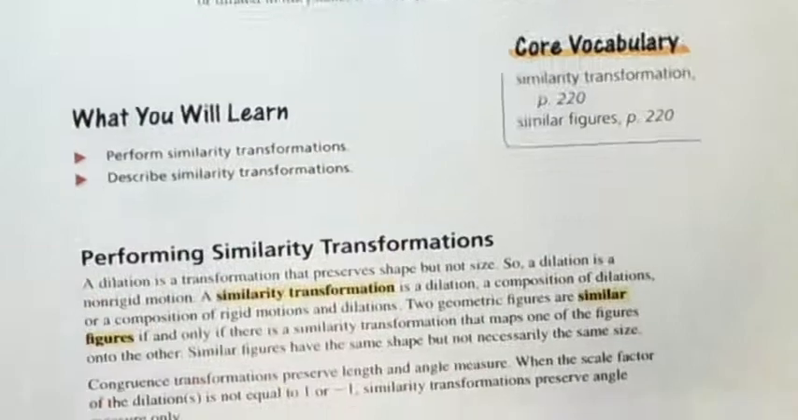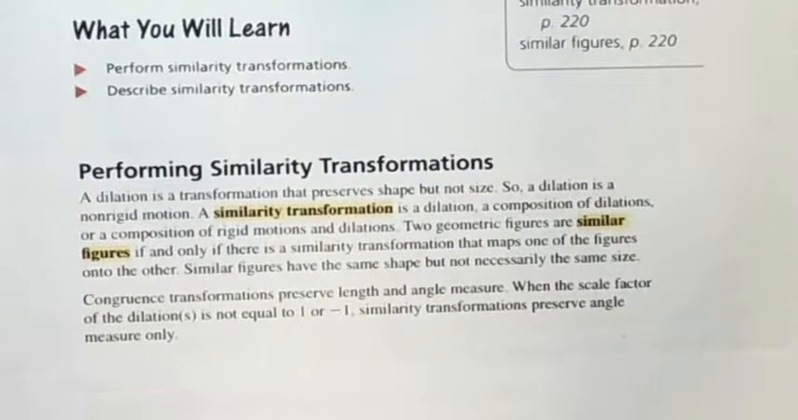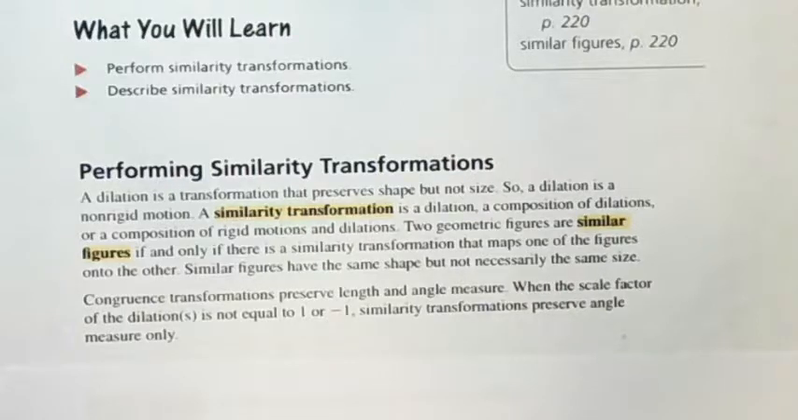So, here's this nice paragraph for you to read. Dilation is a transformation that preserves shape but not size. So we call dilation a non-rigid motion. A similarity transformation is a dilation, a composition of dilations, or a composition of rigid motions and dilations. So basically it's everything we've done with transformations in this chapter so far.